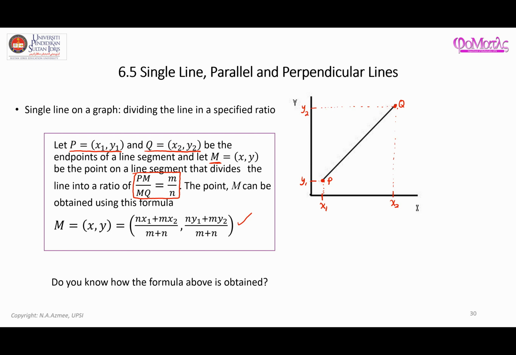And then I have another point, which is M. And M can be anywhere such that it divides the line into a ratio of m over n. So maybe this could be my M, okay? And I know that the point here will be x, according to the definition here, and the point here is y.